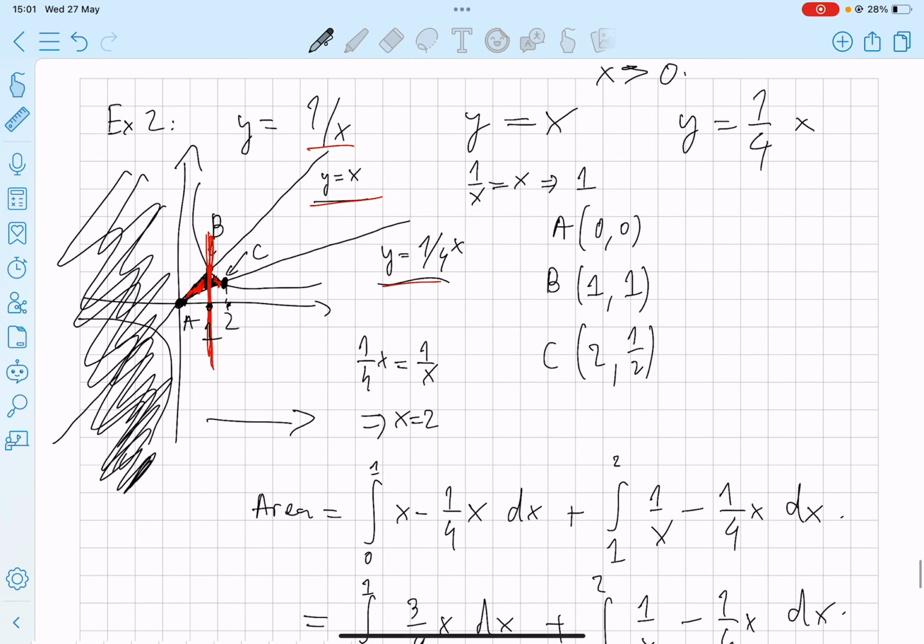So the key point of this problem is to know where to split the graph. You have to split the graph into two smaller regions, evaluate each of them, and then sum it up, and you will have the answer.